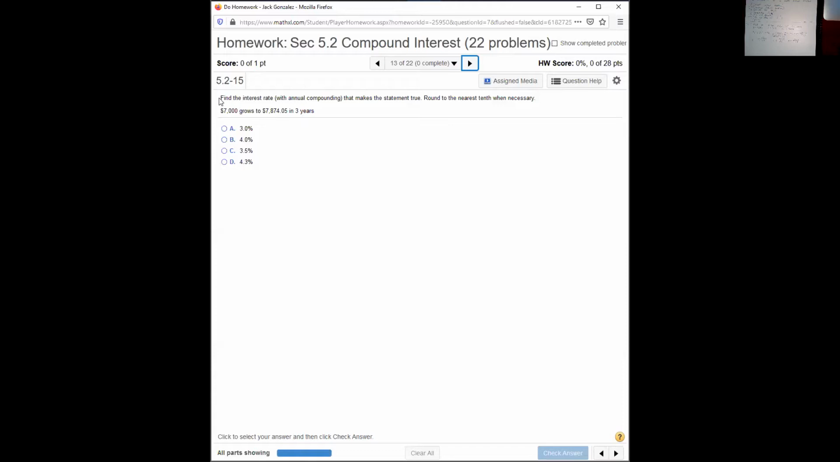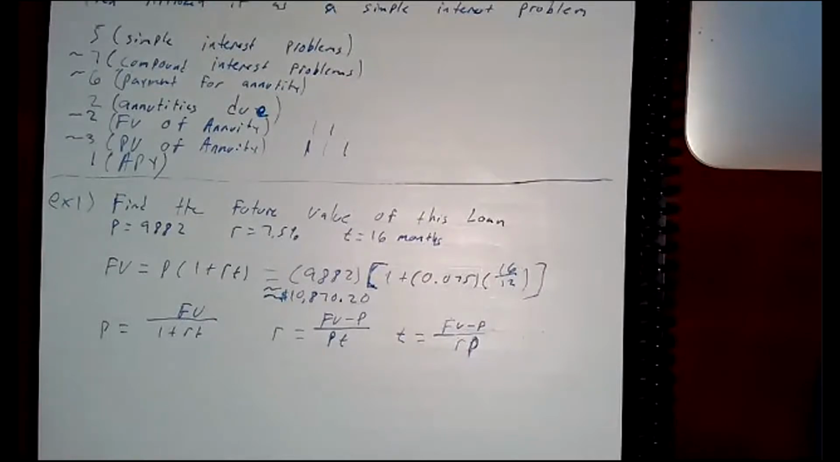So 13 says find the interest rate with annual compounding. So this tells you it's a compounding question. They do it once a year, so your M would be 1. And you have present value, or principal, whatever you want to call it. Then you have a future value, what it grows to. And then you have your time. So everything is here except rate. So you're going to use the formula for rate to solve for it, which I gave you in the past.